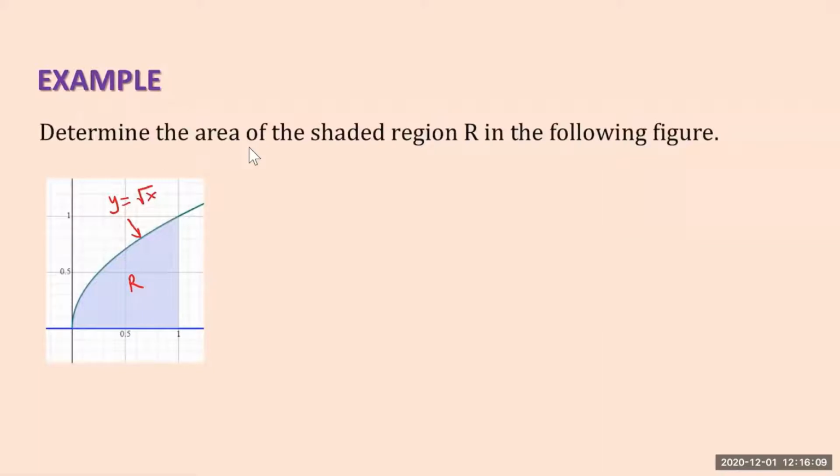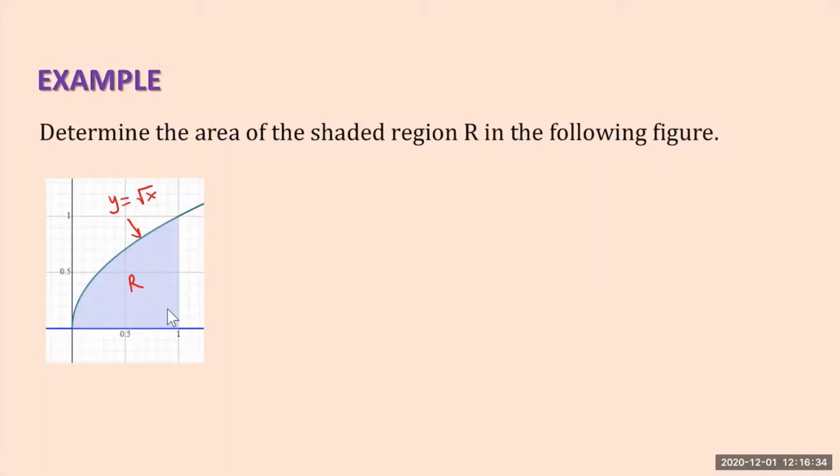Example, determine the area of the shaded region R. Here is that shaded region R in the following figure. So here we have the function y equal to square root of x, and the region bounded by the function and the x-axis between x equal to 0 and x equal to 1 is R. We need to find that area.